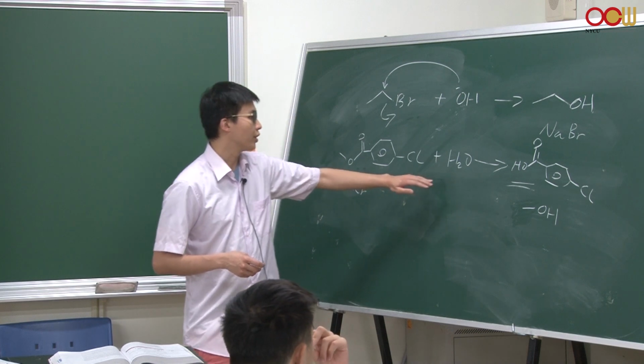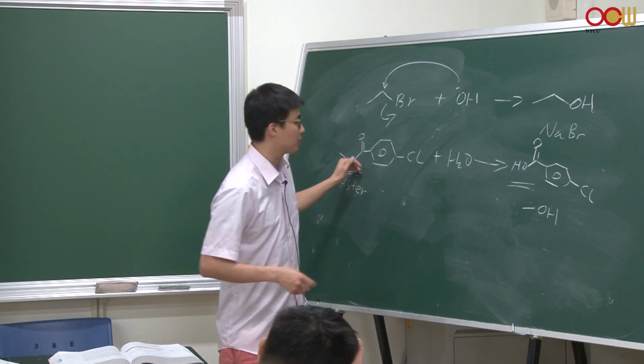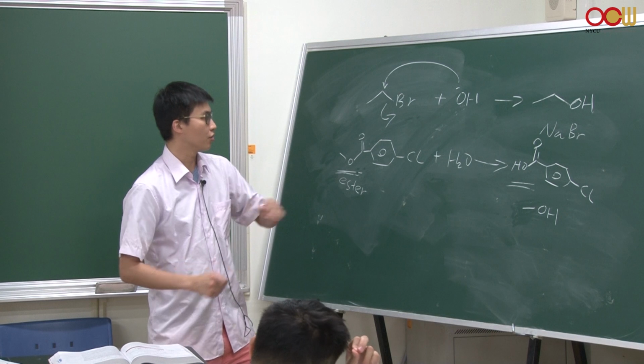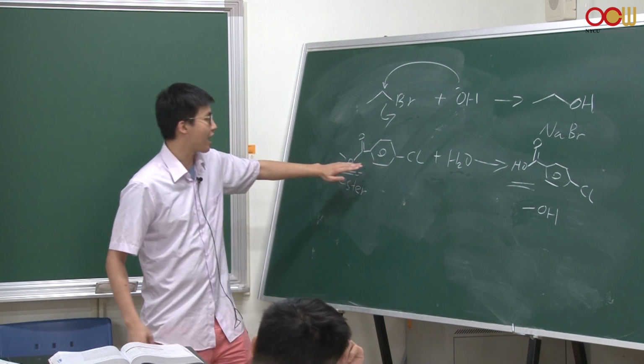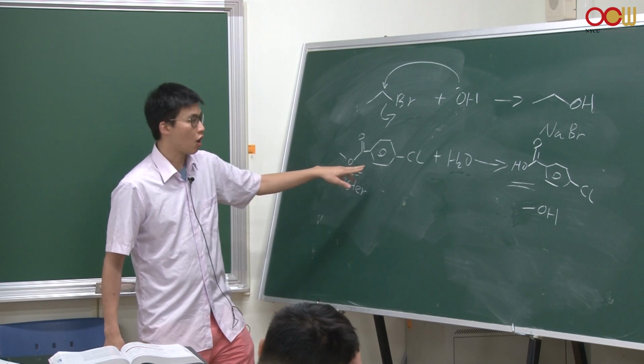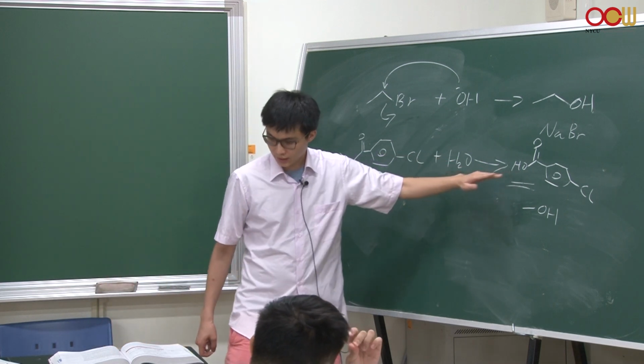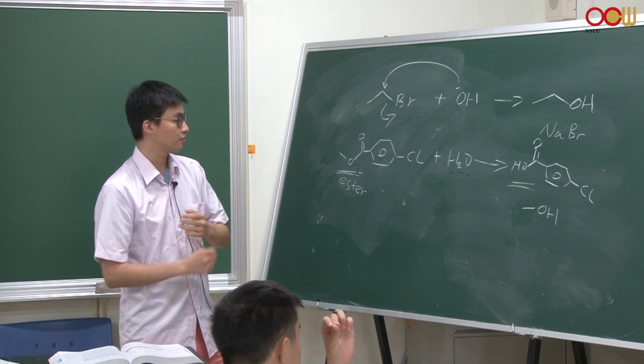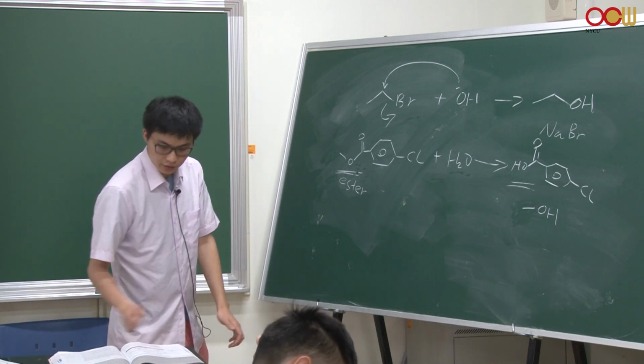So we recognize that the ester becomes an acid, right? Obviously it's a substitution reaction, where you're replacing this OCH3 with OH. So this is a substitution reaction. Then the next one is a little bit trickier.